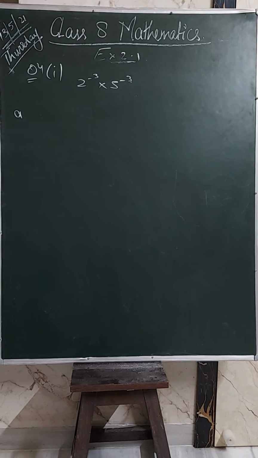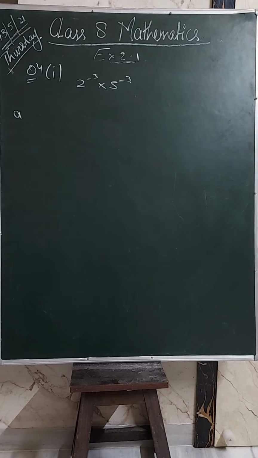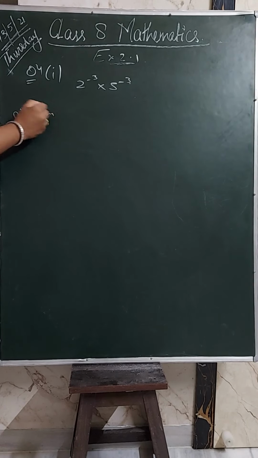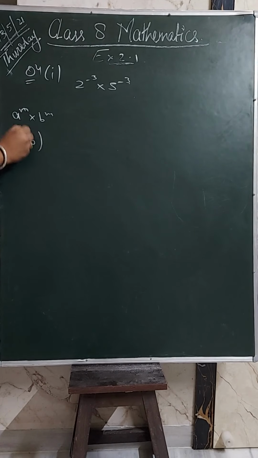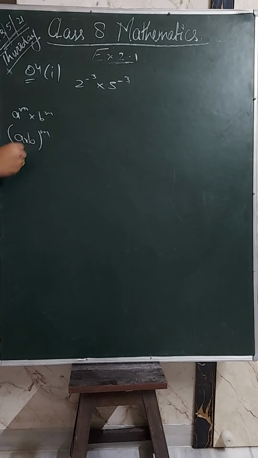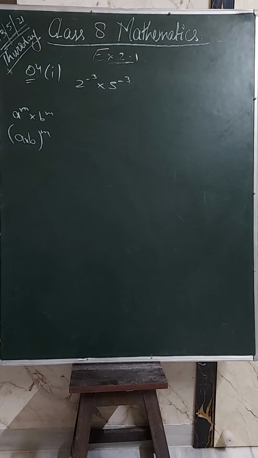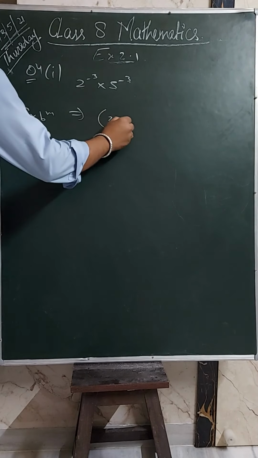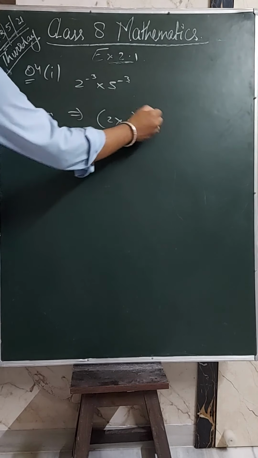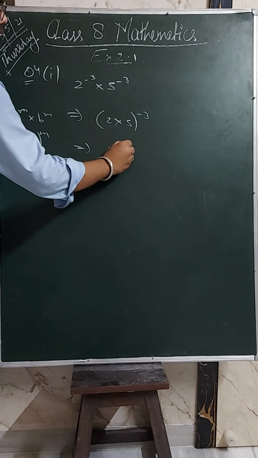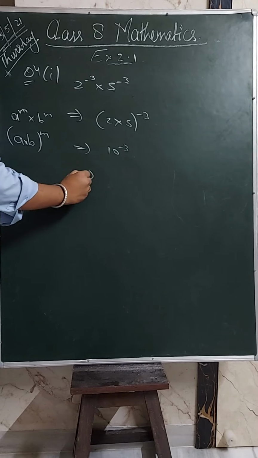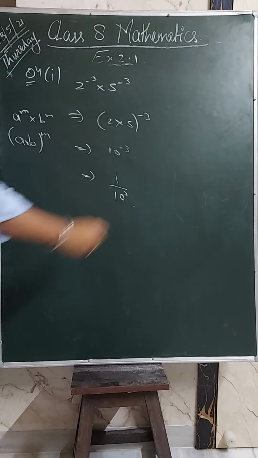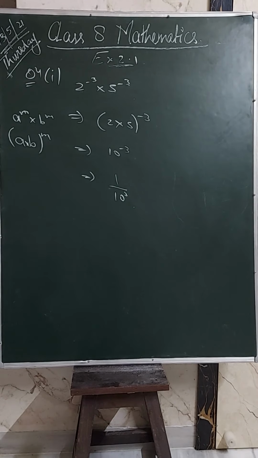Identity number 4. a^n into b^n. If the power is same, we can write (ab)^n. a into b multiply n. So here power is same. So what we do? Multiply. That 2 into 5 whole power minus 3. 2 into 5 is what? 10^-3. And I know we have to write the answer in positive form. I can write 1 upon 10^3. This is only the answer.